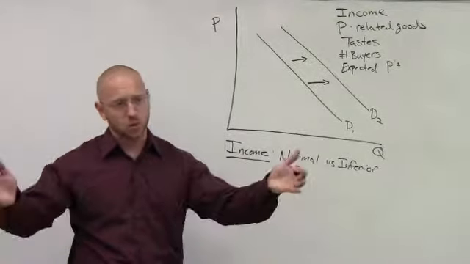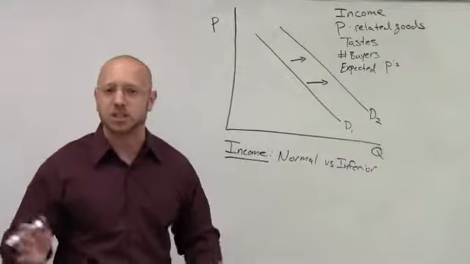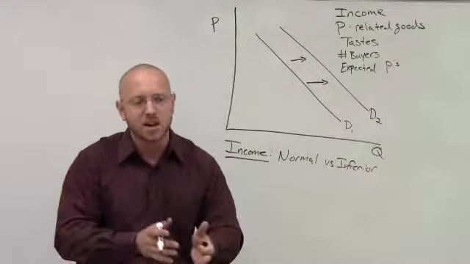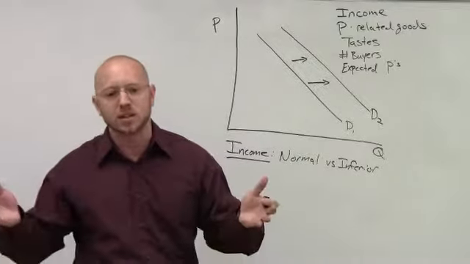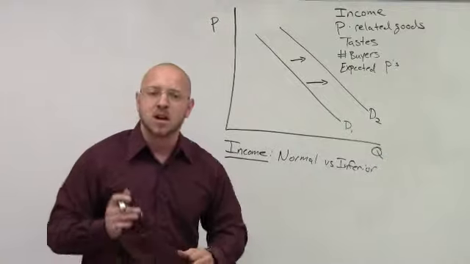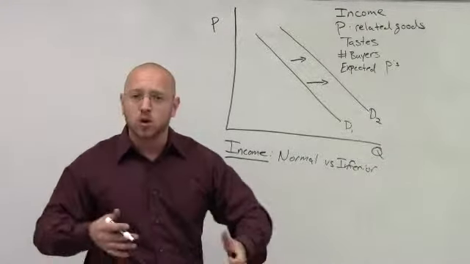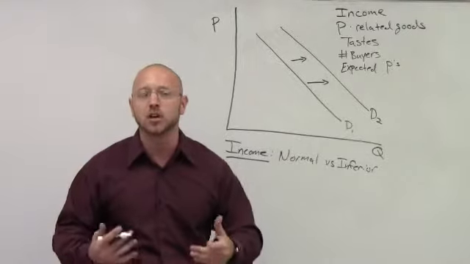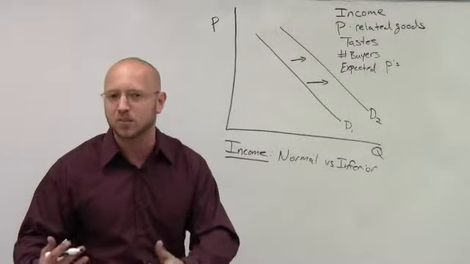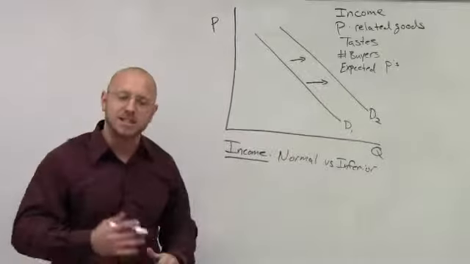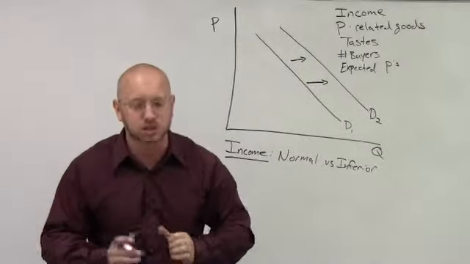Say, dinners at Chili's is a normal good. Maybe you don't like Chili's, replace it with Applebee's. Maybe you don't like either one, replace it with Bennigan's. I don't know, take your pick. But in general, going out to eat, going to movies, you would consider normal goods. As your income increases, you're going to purchase more of them at any given price. Demand curve is going to shift out as income increases for normal goods.